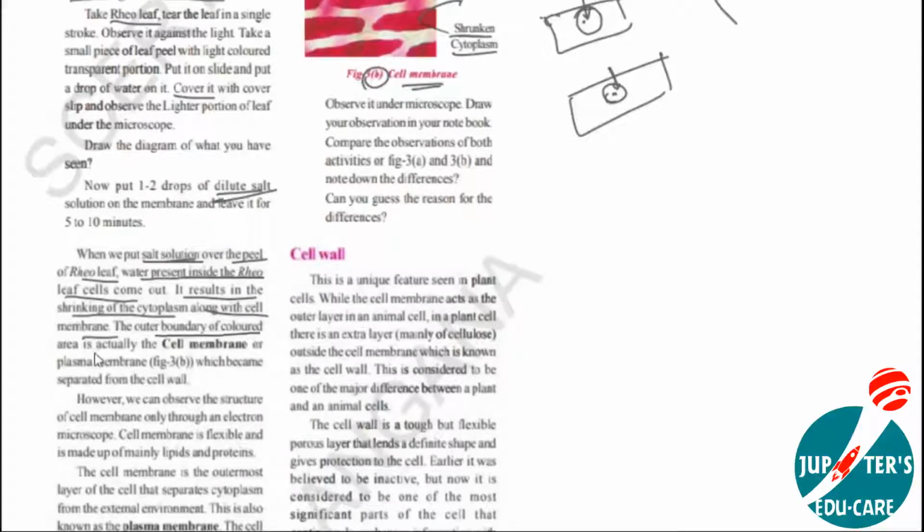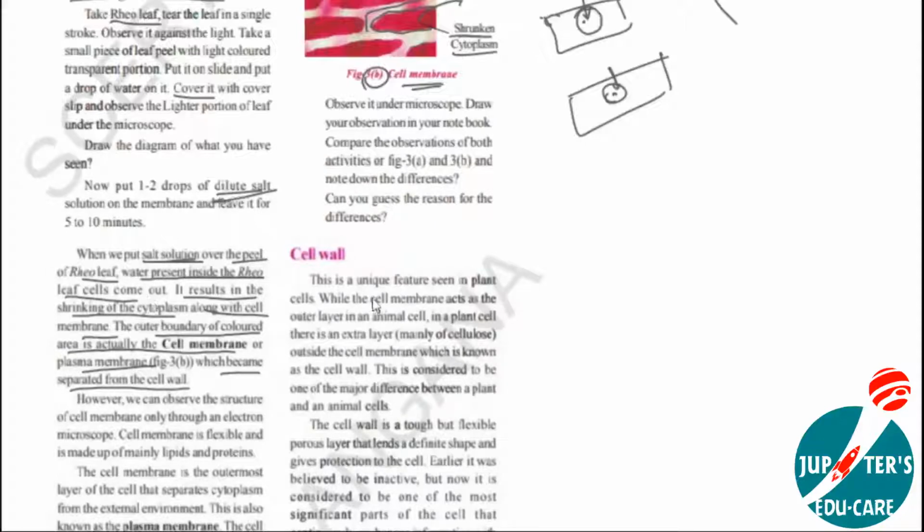Okay, the outer boundary of the covered area is actually the cell membrane or plasma membrane, which becomes separated from the cell wall after shrinking. Here you can see, here is the cell wall, and here the outermost layer which also shrinks along with the cytoplasm is nothing but the cell membrane. Okay, so these are two activities showing how to observe the cell membrane, right?